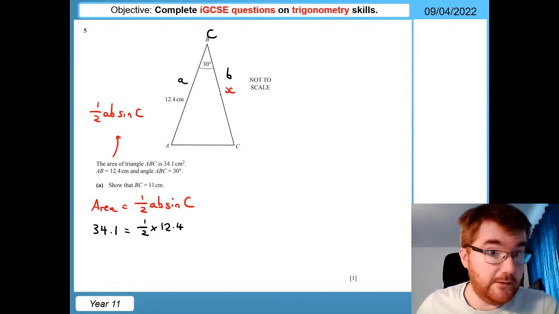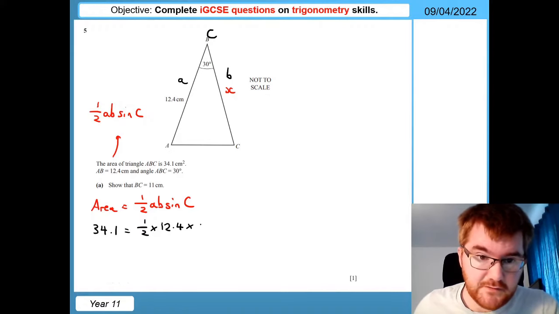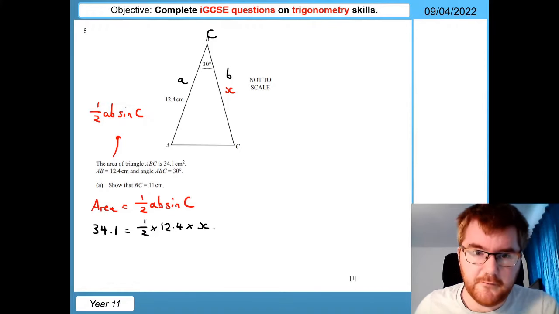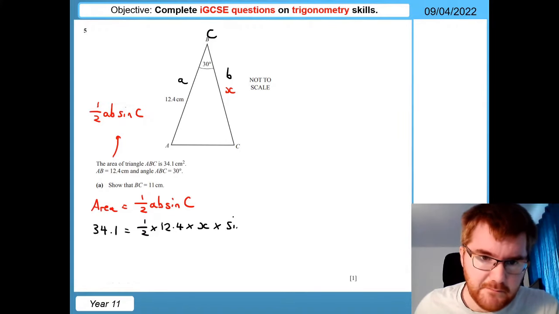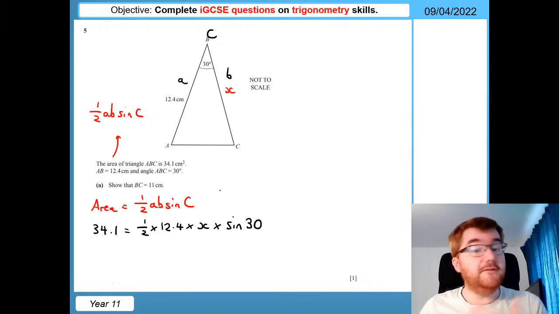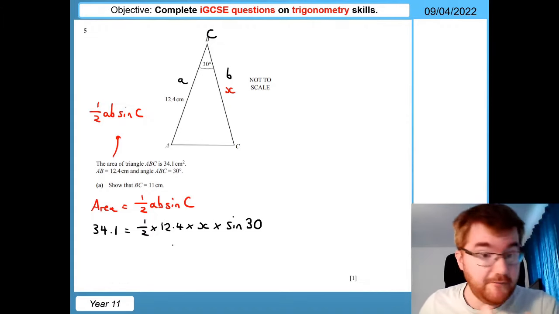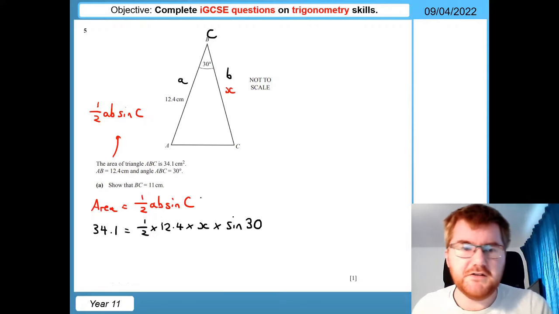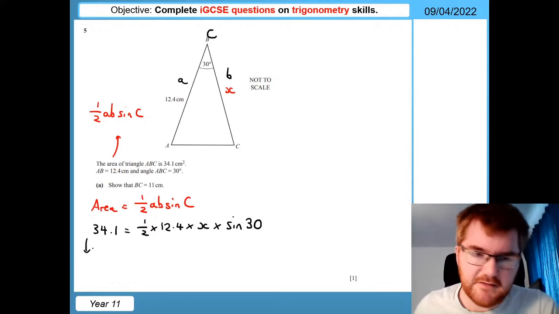B, we don't know, that's what we're looking for here. So I'm just going to call this X, because that's the side we're looking for, times the sine of the angle in between, sine 30. Now, I could simplify this down because sine 30 is 1/2, and you can find half of 12.4. But what I'm going to do here is just let the calculator do this for me.